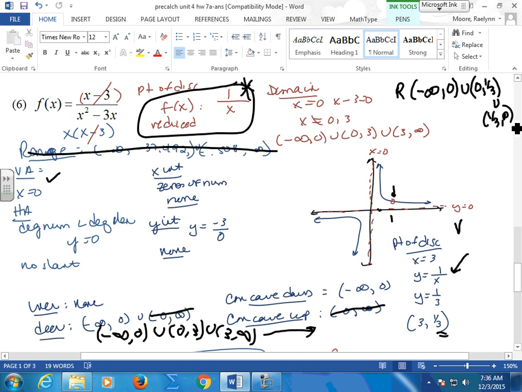What's the concave up? Concave up is the same as your decreasing this part here. Oh, same. Nope. It's from 0, it's just this piece right here. 0 to 3. If you're coming down, you're going to get stuck right here. And then 3 to infinity.